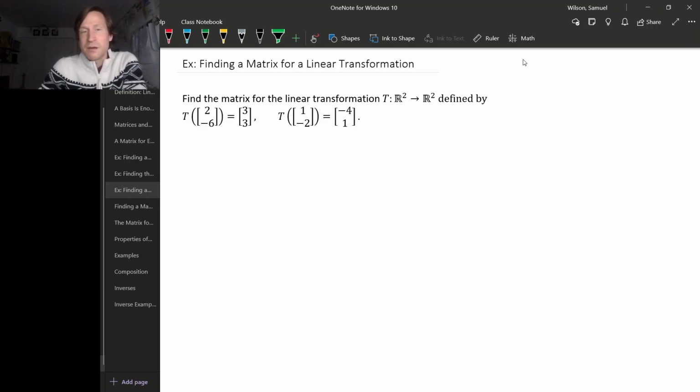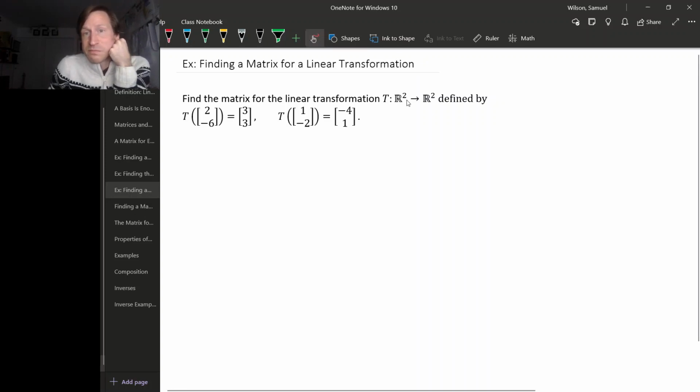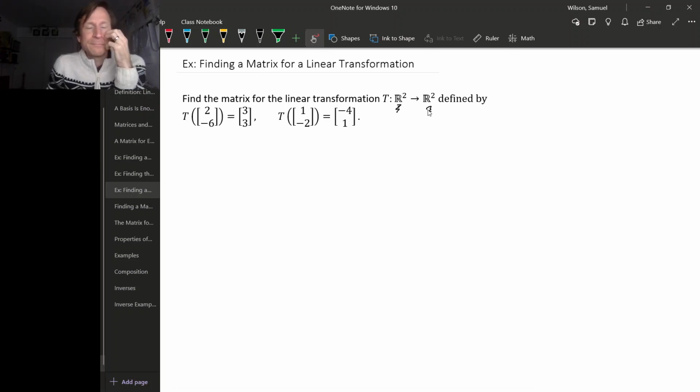Let's look at one more example of finding the matrix for a linear transformation. So we know that to know a linear transformation, it's enough to specify the result of the transformation applied to a basis for the domain space. Here the domain space is R2. The codomain also happens to be R2.